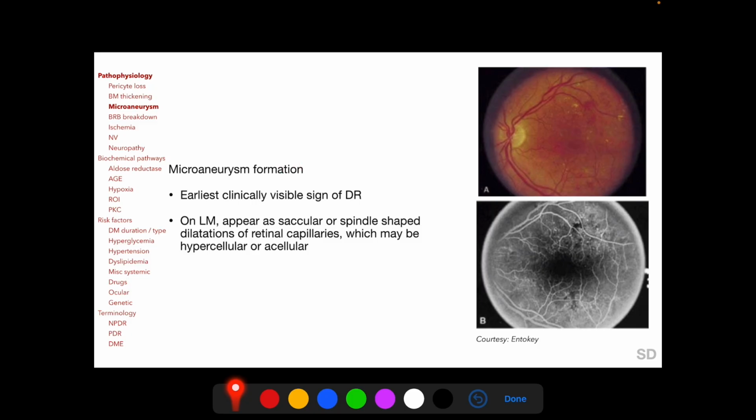Microaneurysm formation is the earliest clinically visible sign of diabetic retinopathy, which are visible as tiny red dots on clinical examination and which typically hyperfluoresce on fluorescein angiography. On light microscopy, they appear as saccular or spindle-shaped dilatations of the retinal capillaries and may be hypercellular or acellular in nature.